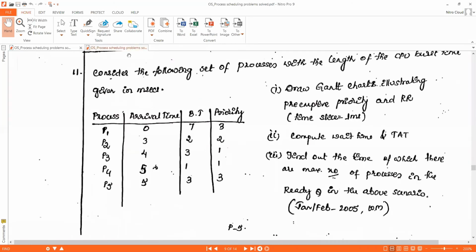What is the burst time of process 3? Process 3's burst time is 4 milliseconds. After executing for 1 millisecond, process 4 will arrive. Process 4 will arrive at clock time 5 milliseconds. What is its priority? Its priority is 1. The process already inside the CPU also has priority 1.